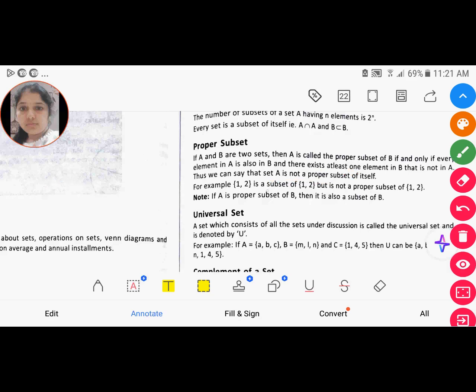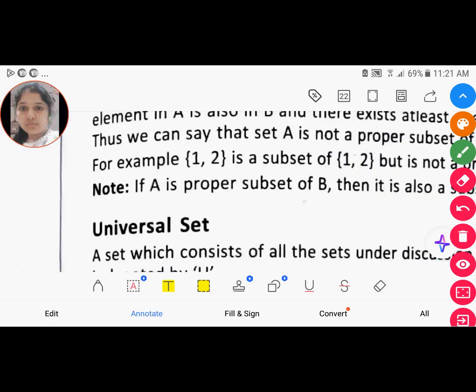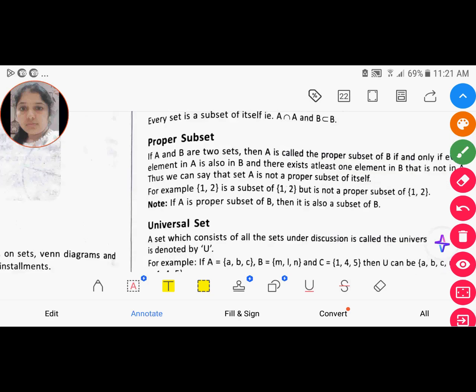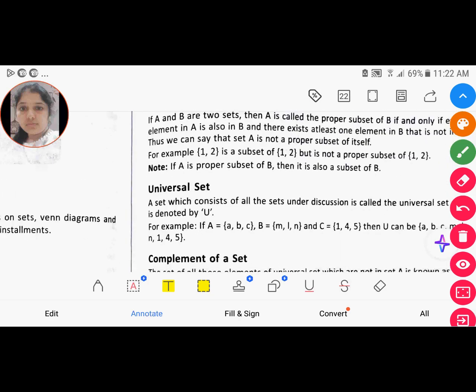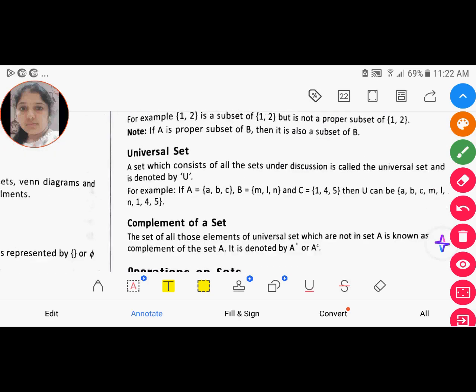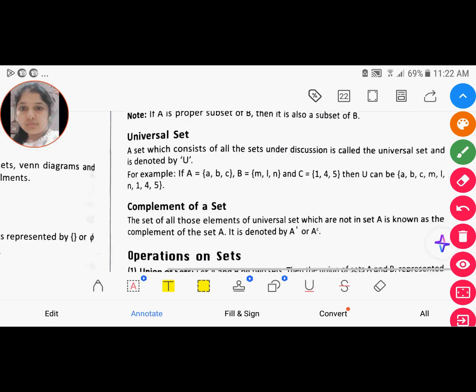Okay, now {1, 2} is a subset of {1, 2}, but is not a proper subset of {1, 2}. If A is a proper subset of B, then it is also a subset of B. Okay, now we will see this when we see the examples.